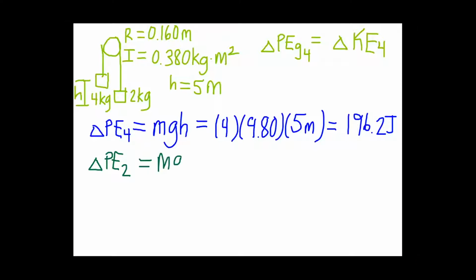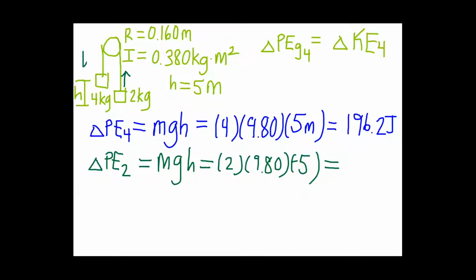Again, mgh is equal to 2 kilograms, 9.80 meters per second squared, and 5 meters, as we know that it must rise up as the other block lowers. So it'll be a negative 5 meter change as the block will be going in the upwards direction, and we're going to call down positive for the 4 kilogram and up positive for the 2 kilogram. So that will give us a negative 98.1 joules.